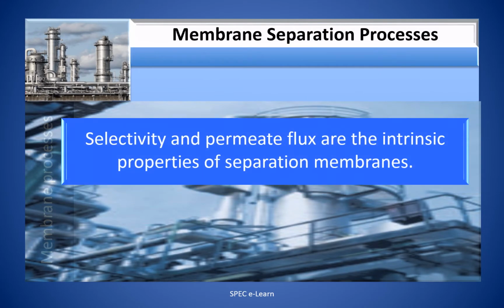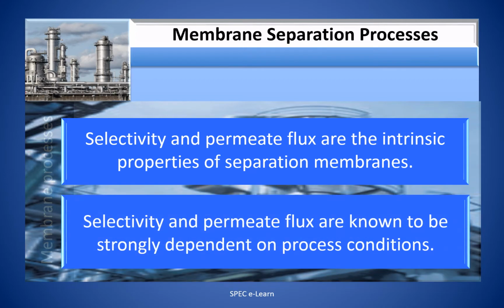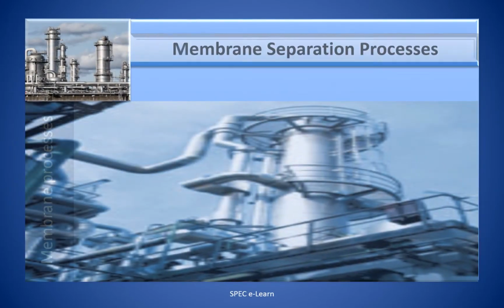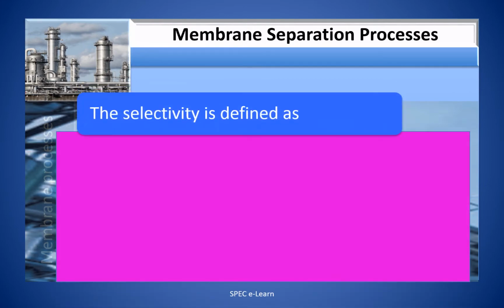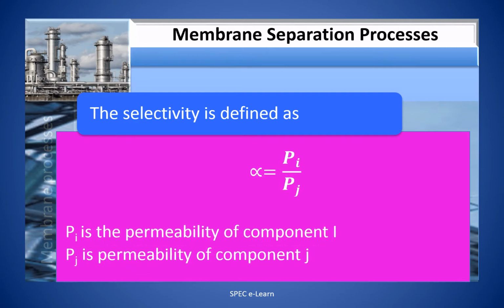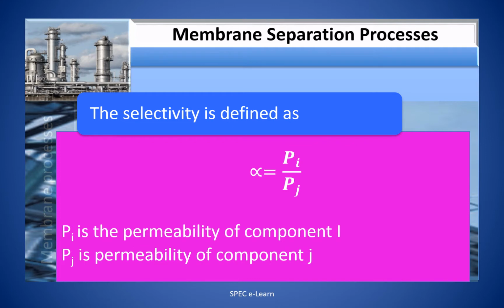Selectivity and permeate flux are the intrinsic properties of a separation membrane. Selectivity and permeate flux are known to be strongly dependent on process conditions. The selectivity alpha is defined as the ratio of the permeability of component i to the permeability of component j, that is, Pi divided by Pj.